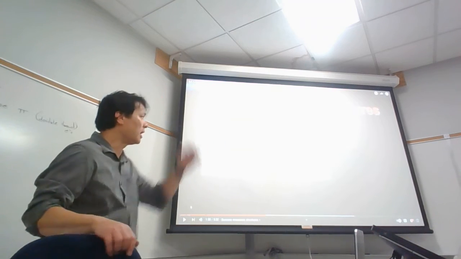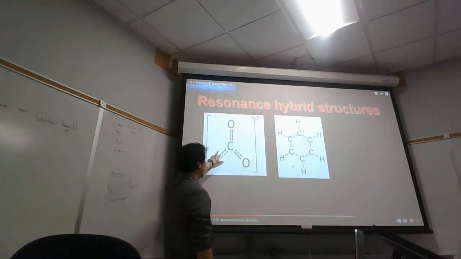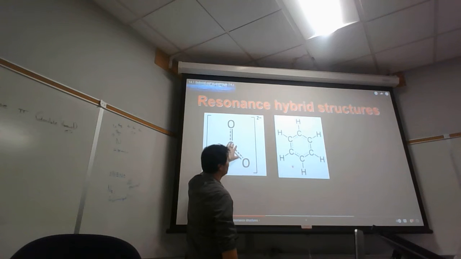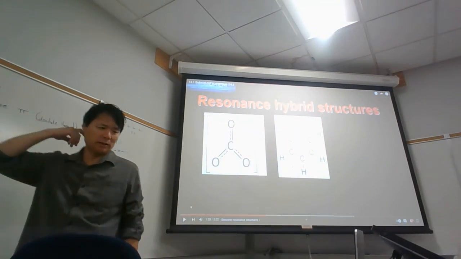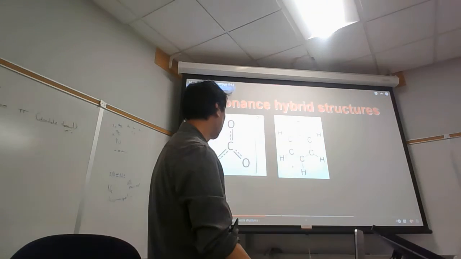And so we still have the localized ones. The single bonds are localized. We call those single bonds the sigma bonds, and the double bonds are pi. The pi ones are what's being delocalized. So we say delocalized pi bonding electrons, or delocalized pi electrons.